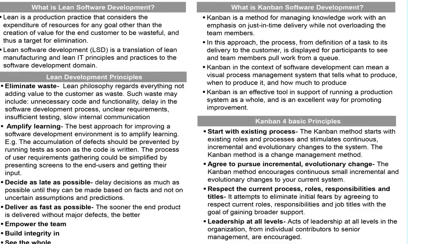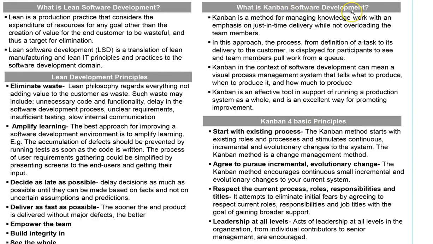Okay, so let's get to the description of what Kanban software development is. Kanban is a method for managing knowledge work with an emphasis on just-in-time delivery while not overloading the team member. So this is where you are emphasizing delivering the project just in time, while at the same time you make sure that you're not overloading the team members. You're not burning the team members from a lot of work.